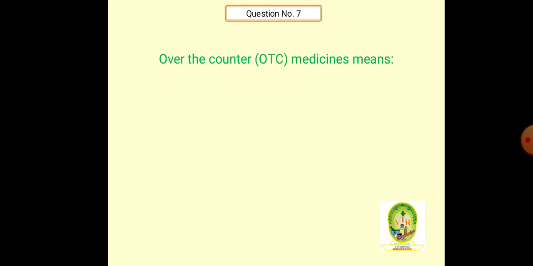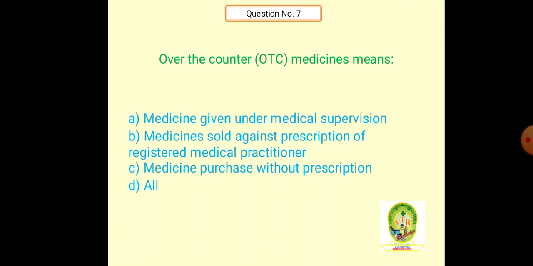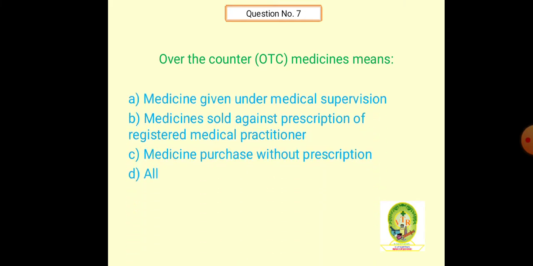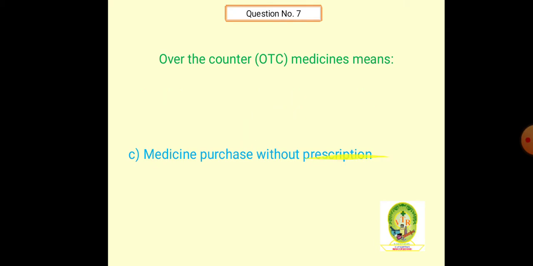Over the counter OTC medicine means. Options are A. Medicine given under medical supervision, B. Medicine sold against prescription of registered medical practitioner, C. Medicine purchased without prescription, D. All. Right answer is C.